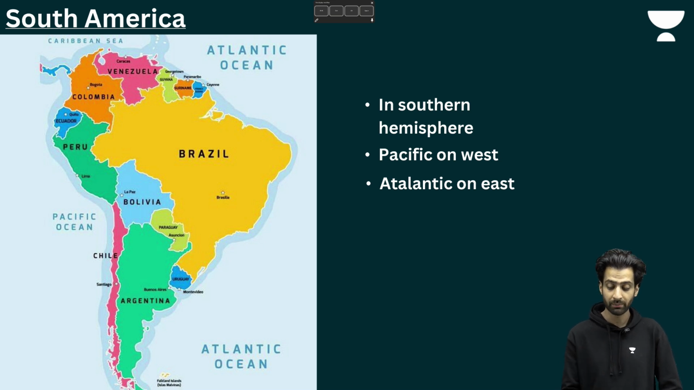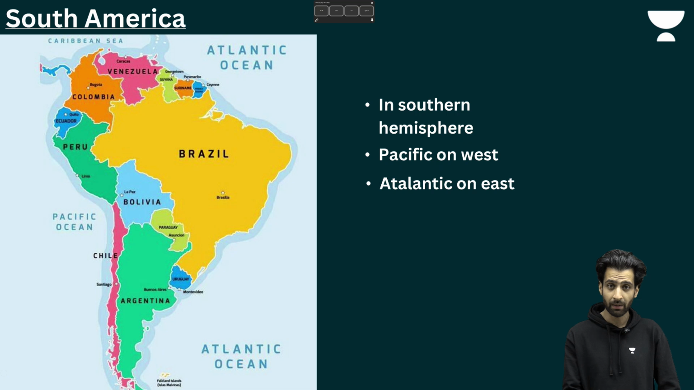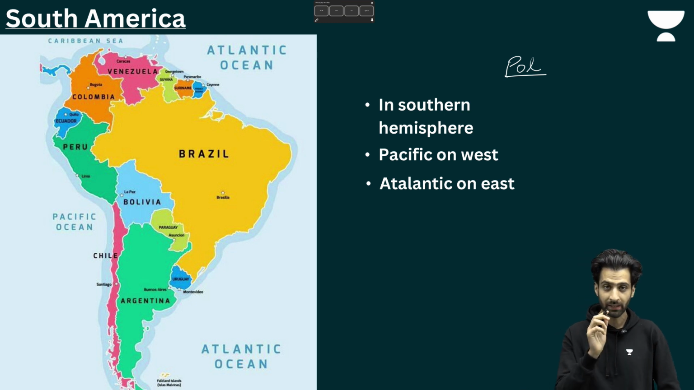As I told you, the maps are of two types. First one, the political map, and the second one is the physical map. This map is showing you all the countries along with the states. So this map is going to be the political map. Okay, clear? Now, let us start with the South American continent.